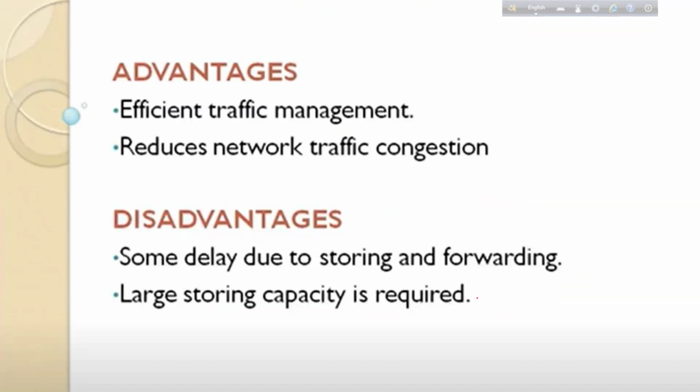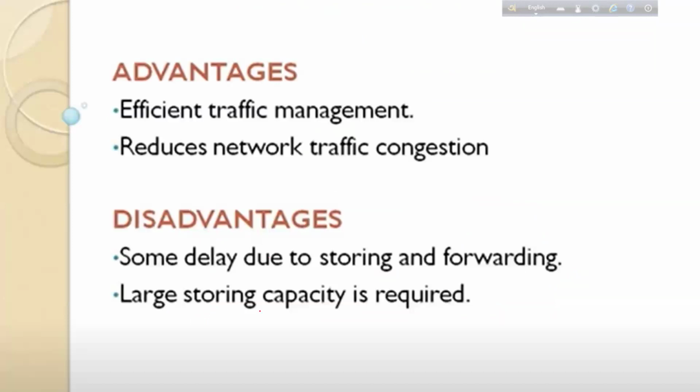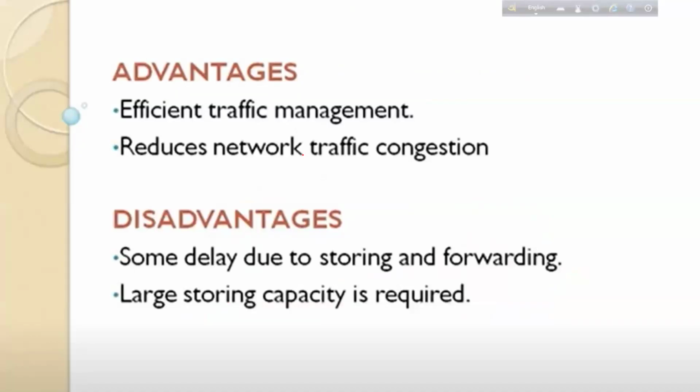Now the disadvantages of the message switching system: some delay due to storing and forwarding. When the router is storing and forwarding, there may be some delay. Large storing capacity is required. If my message is large, then according to the size of that message, the router needs a larger capacity as well. So this is the end for this slide.